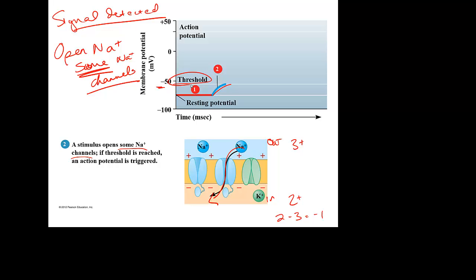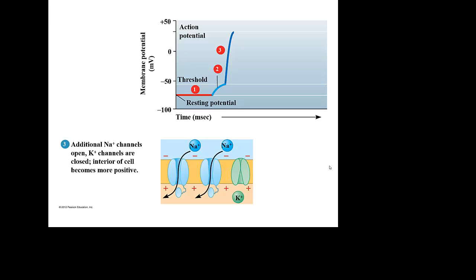If we reach the threshold, which is about minus 55 millivolts, if we reach that, if we let enough positives in that membrane voltage difference is now about minus 55 instead of minus 70, then we open more sodium channels.